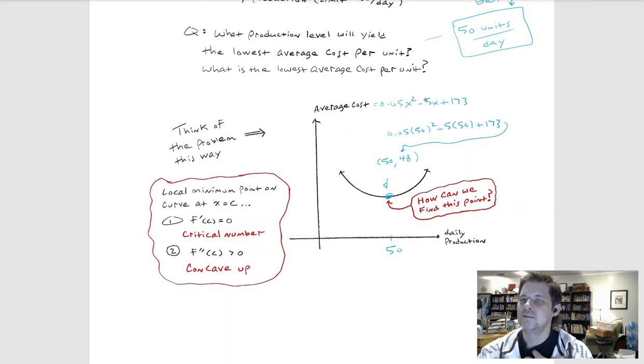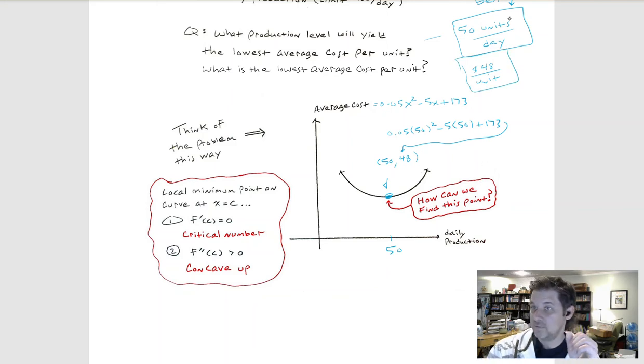Okay, so let's formalize our answer. My answer to the second question is that it will be $48 per unit. So the average cost is in dollars per unit. If you produce 50 units per day, that would be as good as you can do for your production process. And your minimum lowest average cost per unit then will be $48 per unit.